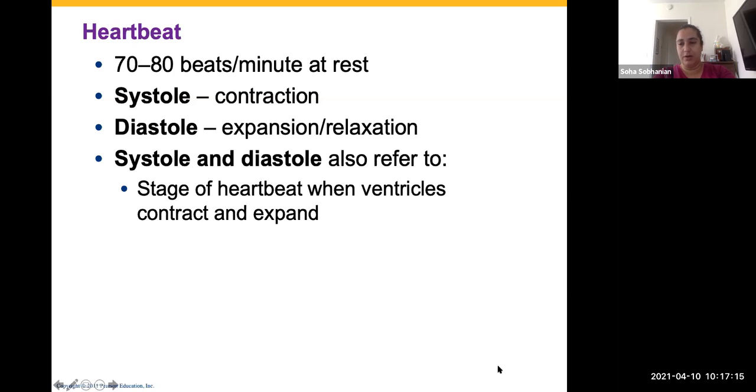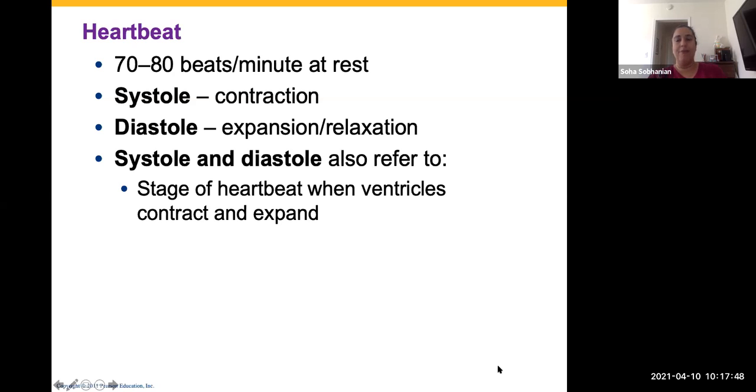Diastolic pressure is when the left ventricle is relaxing. So basically you're lowering the pressure, and the pressure is hovering around 80 millimeters of mercury. So the larger number is when your heart is squeezing blood out. The smaller number is when your heart is relaxed.